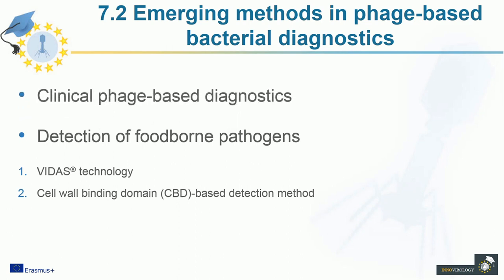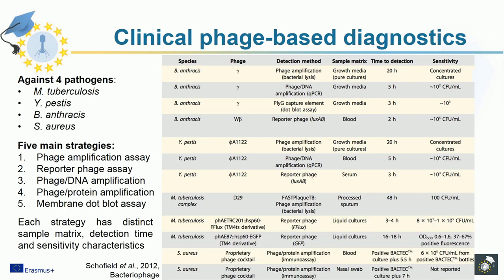The use of phage-based diagnostics goes well beyond mere phage typing, and some techniques already have industrial applications. In this presentation, we will go into detail into some of the phage-based technologies used to detect clinical and foodborne pathogens. This table summarizes the commercially available phage-based diagnostics, which target 4 pathogens: Mycobacterium tuberculosis, Yersinia pestis, Bacillus anthracis, and Staphylococcus aureus. Roughly, these tools use 5 main strategies to assess if phages could successfully infect the host.